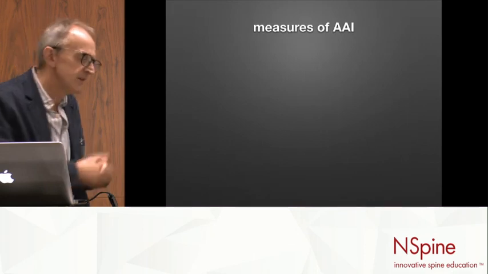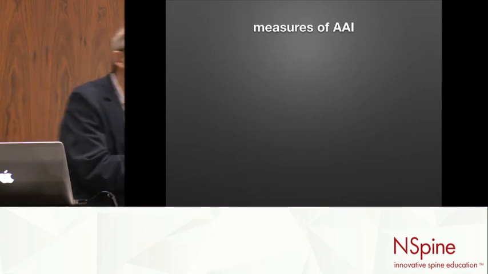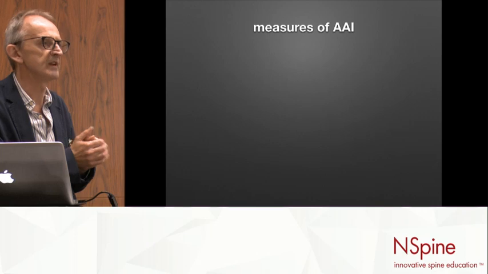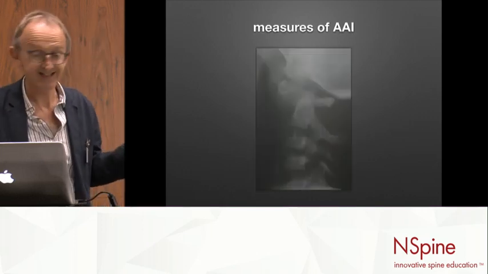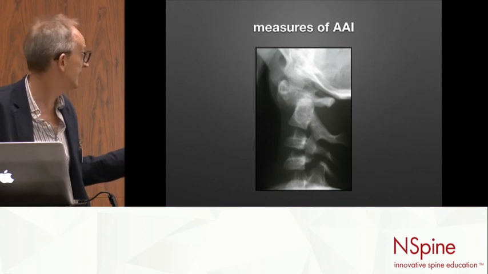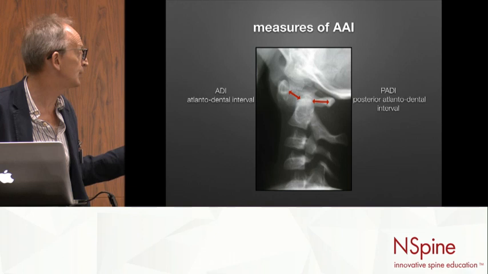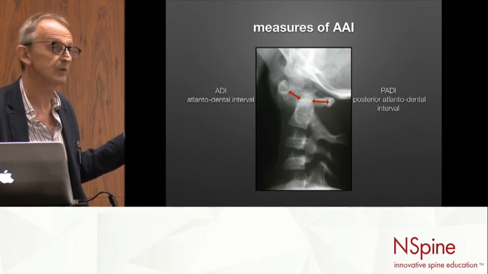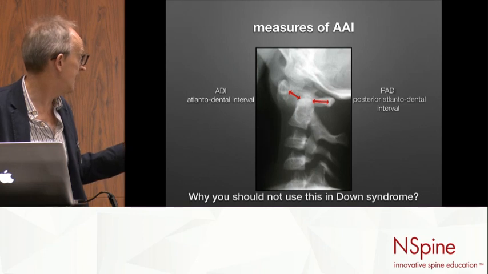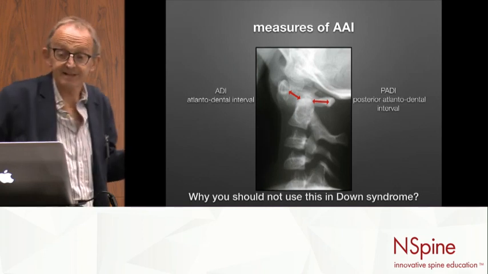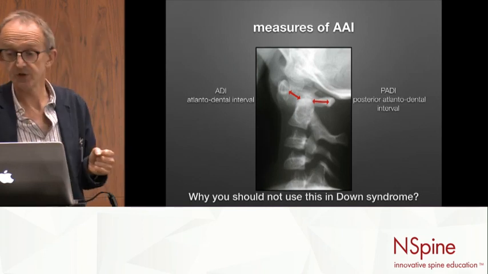In the books, if you look at every textbook, they'll say you just measure the atlantodental interval, and if that's too high, they need a fixation. If it's not, they don't. But actually, let's look at that. It's a terribly unhelpful measure. Typically, this is what we're looking at. Occasionally, some people will use the posterior atlantodental interval or the neural canal width, the space available for the spinal cord.